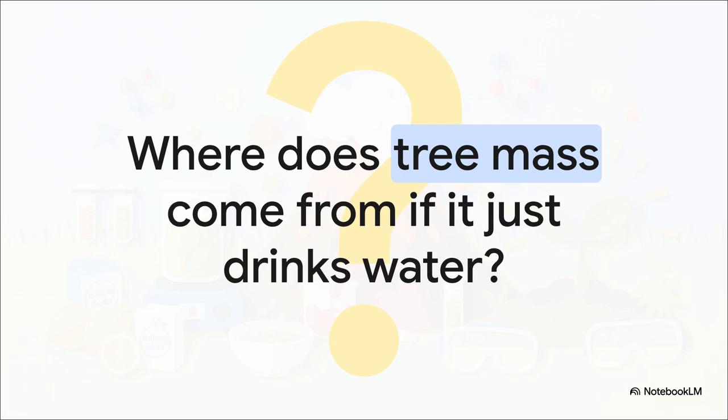So here's a perfect hook using the photosynthesis input and output cycle. Just ask your students, where does the mass of a huge tree come from if it just drinks water? It's a profound puzzle. It forces them to look at that cycle and realize that the solid mass of the tree is actually built from the invisible carbon dioxide in the air. That is exactly the kind of question that sparks deep, genuine curiosity in a young learner.